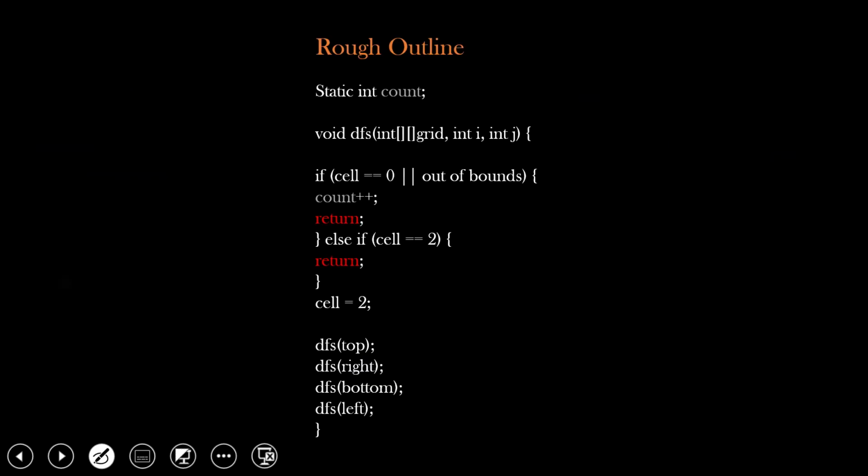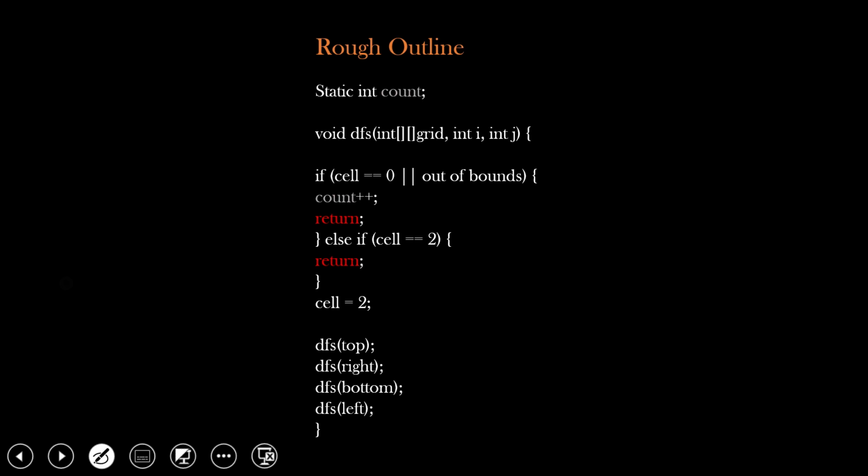Alright guys, so this is the rough outline for our DFS function. So we're going to have a variable called count, and now that I think about it, I probably should have just called this parameter instead, but we'll go with it. So within our DFS function, we're going to give it a grid, and we're going to give it the position where we're currently at. So if we are at a 0 or we go out of bounds, we know that we're at some piece of water.